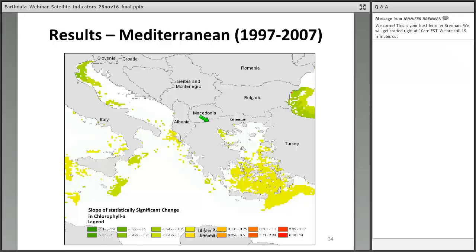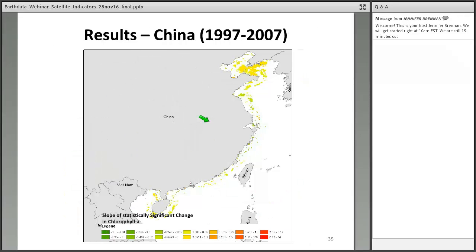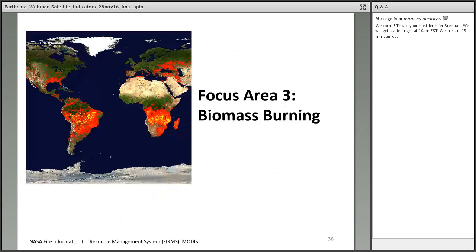The Mediterranean had relatively stable levels, but some positive trends. Then we saw some positive trends, but very minor positive trends, in the Bohai Sea, which is off the coast of China. We were really expecting to see much more intense changes in the China coastline owing to the levels of urbanization there, and we really don't have a strong explanation for why those trends did not materialize in the way we expected.